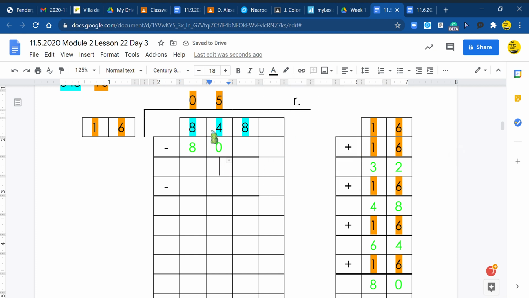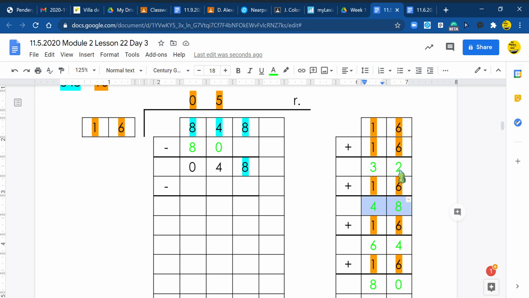Now I'm going to subtract. 4 minus 0, 4. Good job. And 8 minus 8 is 0. I'm going to quickly copy, so Control C. I'm going to Control V it, so I bring down my 8. Now I see the 48. I'm going to go see how many times 16 could possibly go into 48. So I'm going to go over here. I have 32, 48. Oh, great. But how many times does 16 go in it?